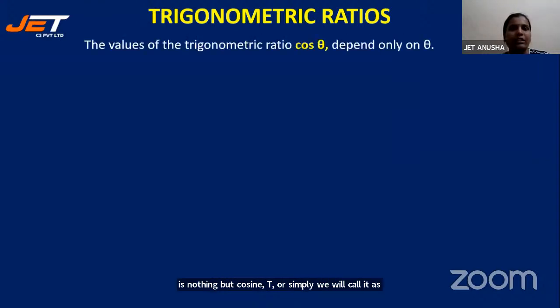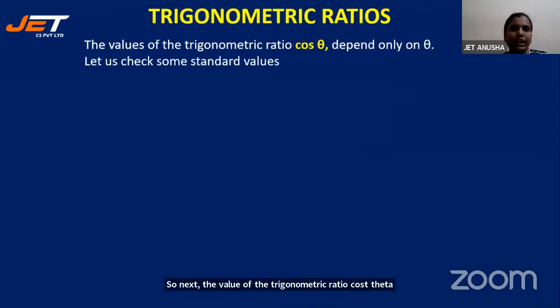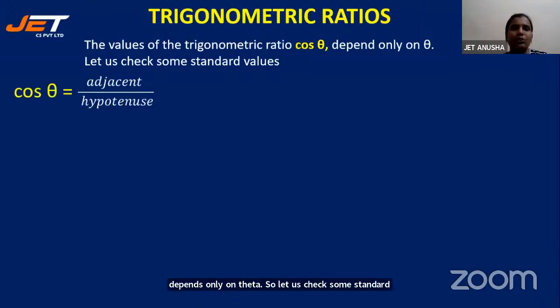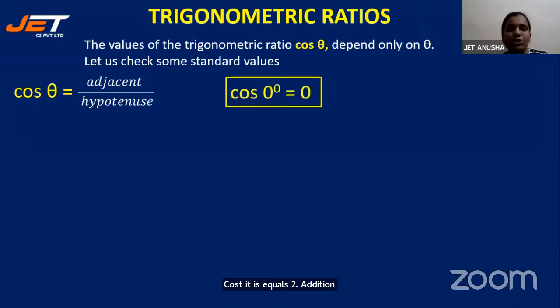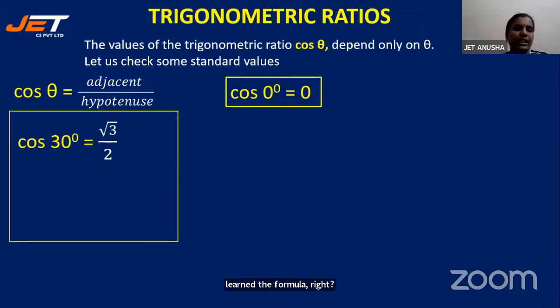The value of the trigonometric ratio cos theta depends only on theta. So let us check some standard values. Cos theta is equals to adjacent by hypotenuse. Just now we learned the formula, right? So cos 0 degrees is equals to 1. Let's see, cos 30 degrees is nothing but root 3 by 2.